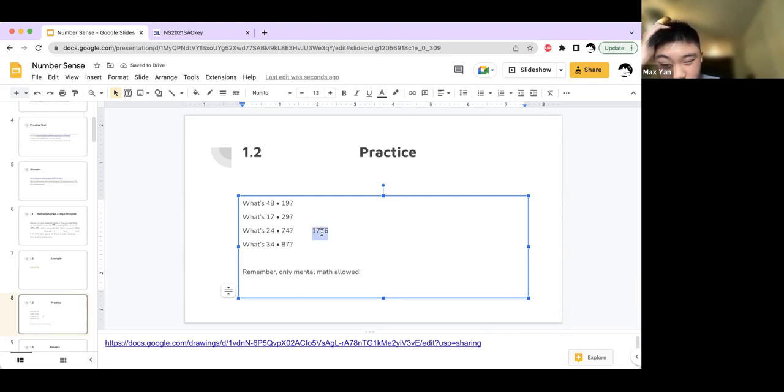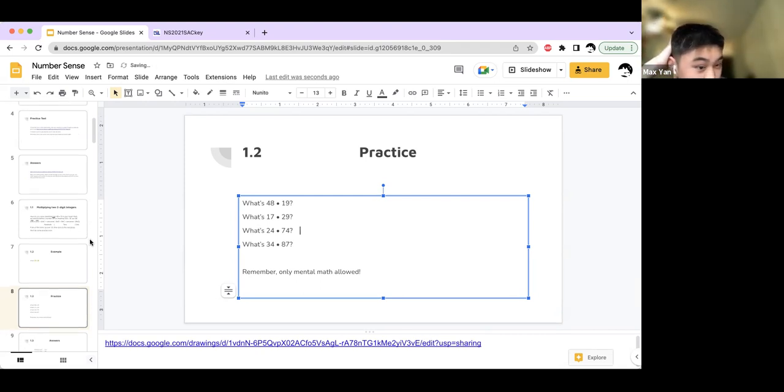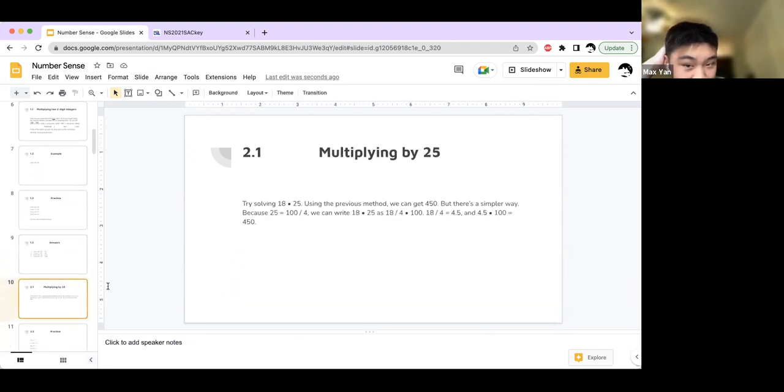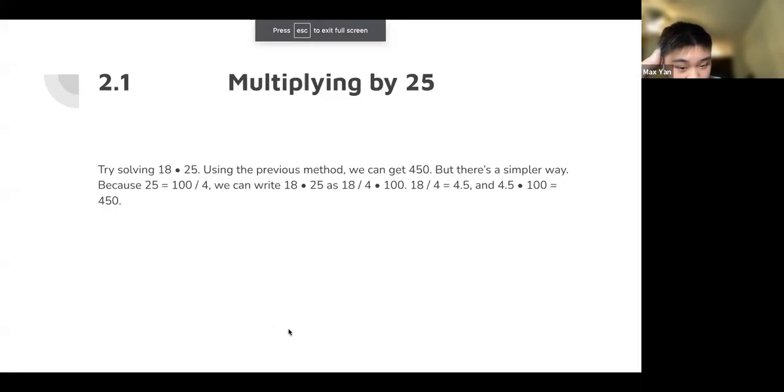Okay, so hopefully that's clear. If it's not, you can message me. But that's typically how you do 2 digits by 2 digits. And multiplying by 25, we have also gone over that now.